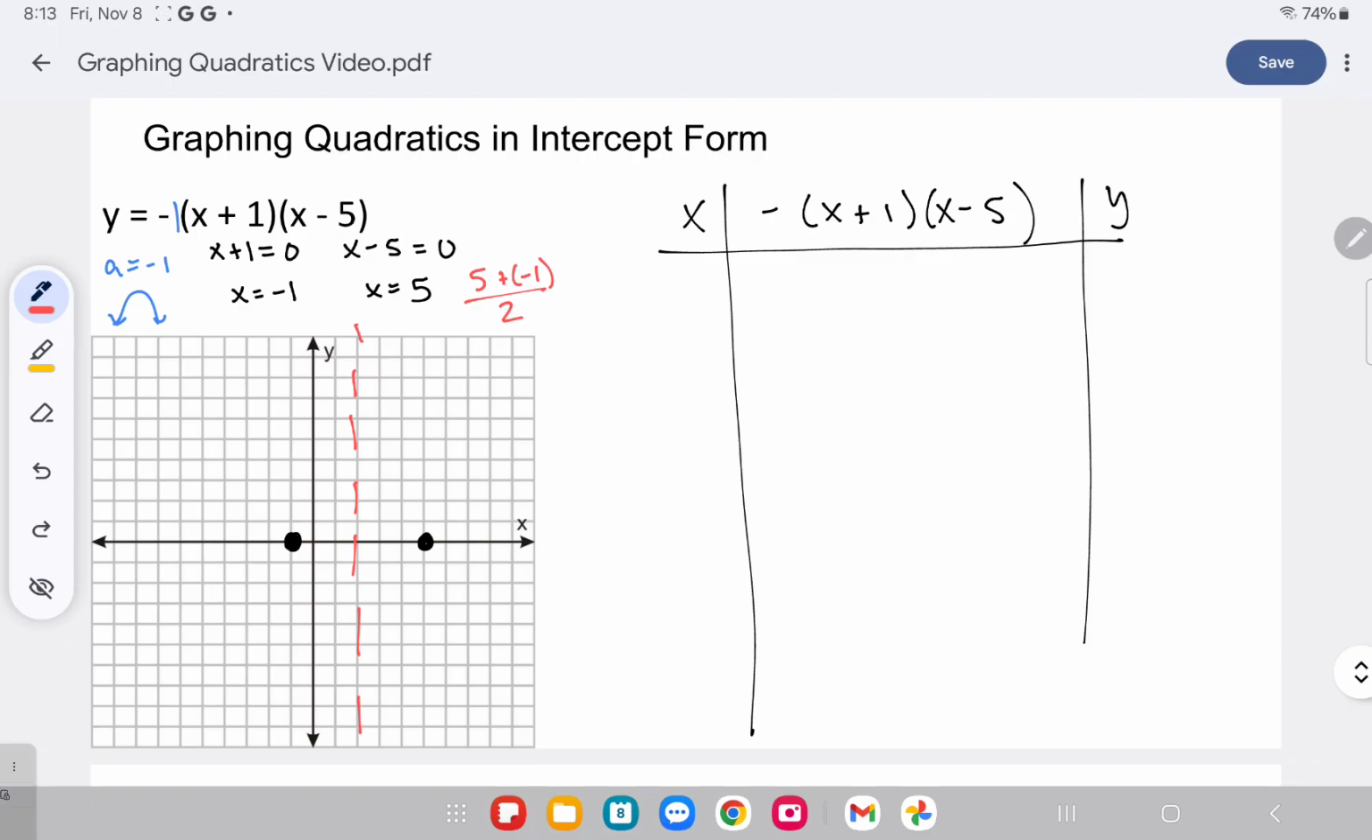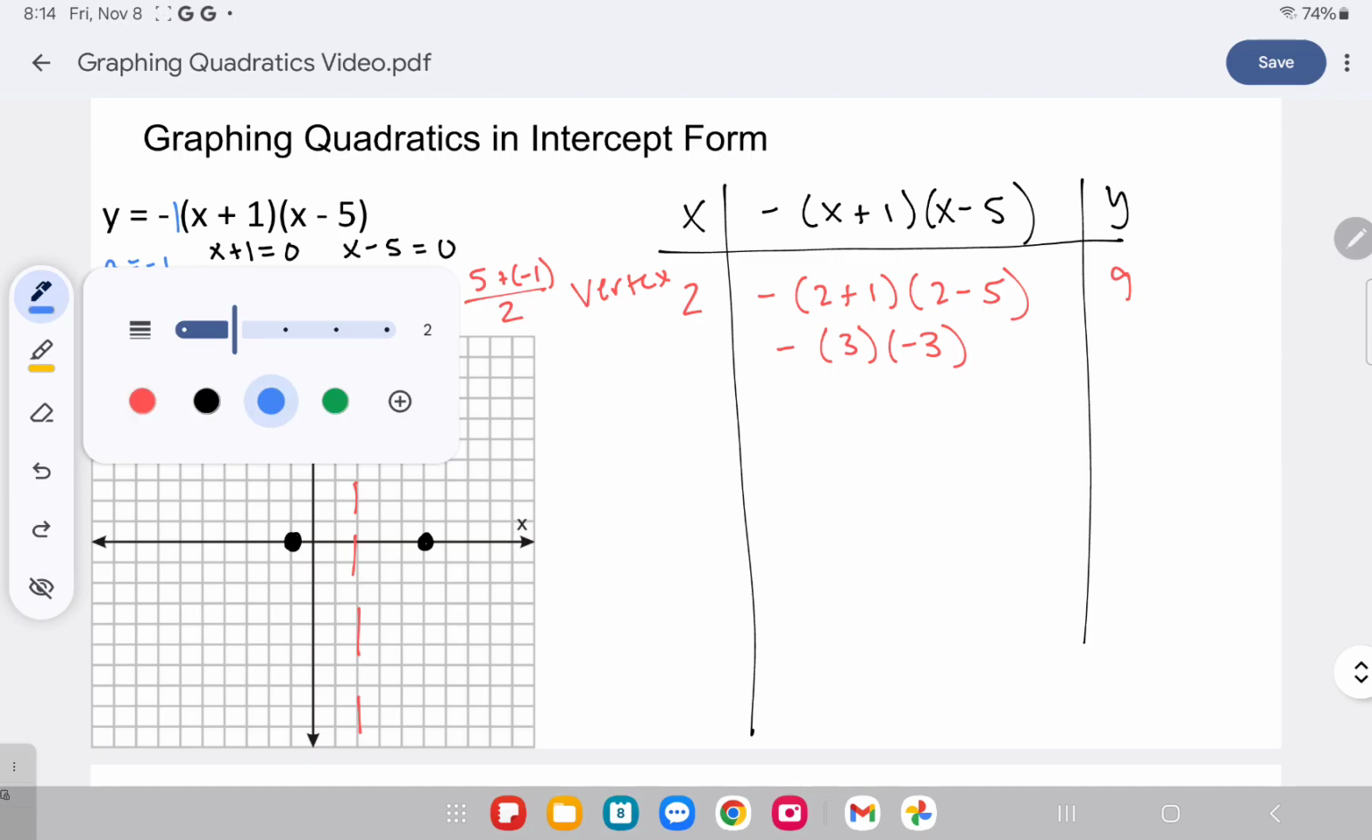So because our axis of symmetry is at 2, 2 is going to be the first number I plug into the XY chart, because that's going to give me the vertex. And in this case, we know that the vertex is going to be a maximum. All right, so when I plug in a 2 into our XY chart, I get negative times 2 plus 1 times 2 minus 5, or -3 times -3, which is 9. There's our vertex. I have 3 points on my graph. I just need 2 more.